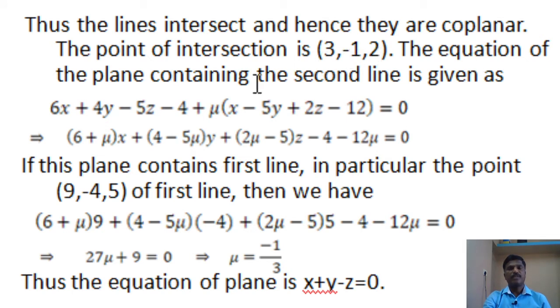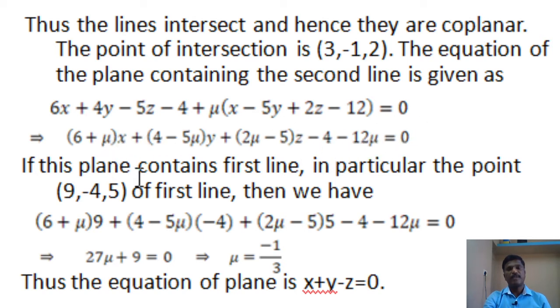The equation of the plane containing the second line is given as 6x + 4y - 4z - 5 - 4 + some constant mu into (x - 5y + 2z - 12). So, this is written by using the given equations. That implies on grouping we get (6 + mu)x + (4 - 5mu)y + (2mu - 5)z - 4 - 12mu = 0.